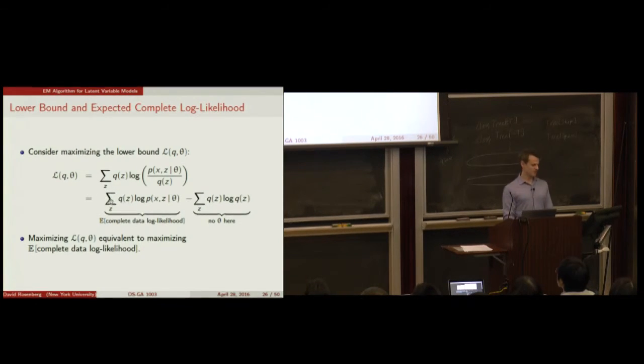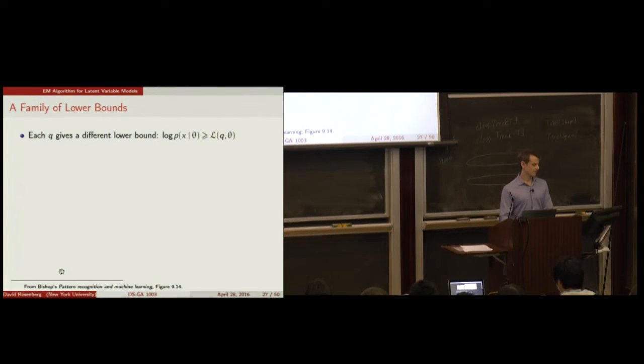The other thing to notice is that this expression is the expected complete data log likelihood. That's the thing that we assume is easy to maximize in the EM algorithm. All right, so if we maximize this expression over theta, we only have to look at this piece. If we maximize it over q, okay, both pieces are present.